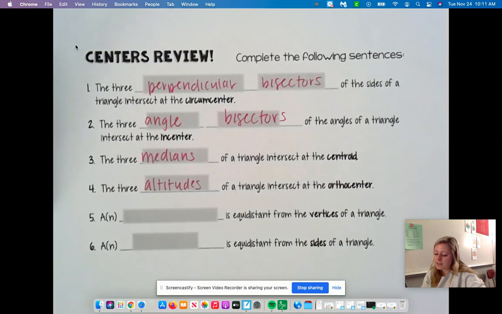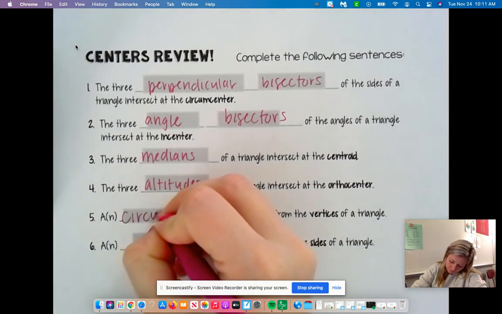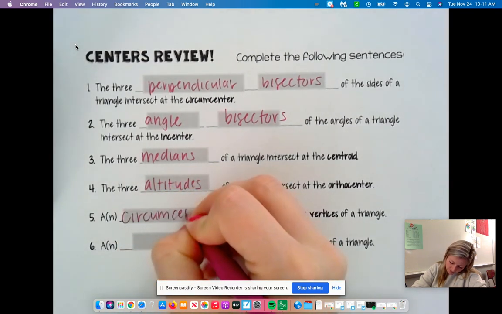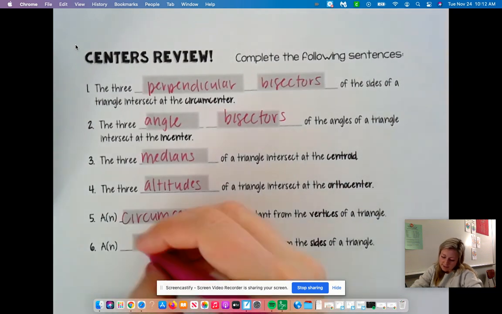A blank is equidistant from the vertices of a triangle. That would be circumcenter. It is equal distance from the vertices of a triangle. And then our last one here, folks, a blank is equidistant from the sides of a triangle, and that is the incenter.